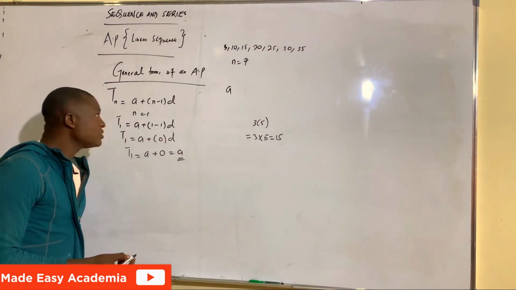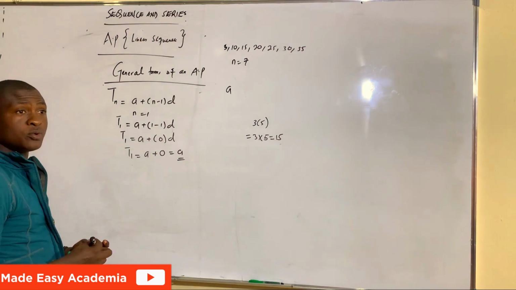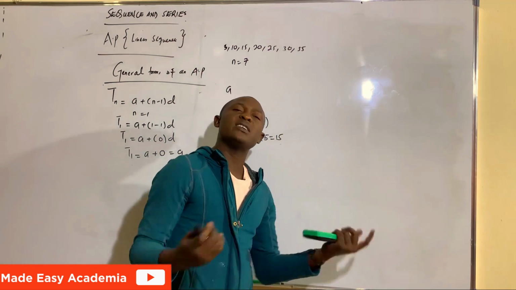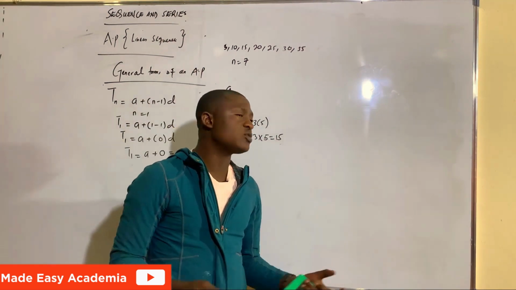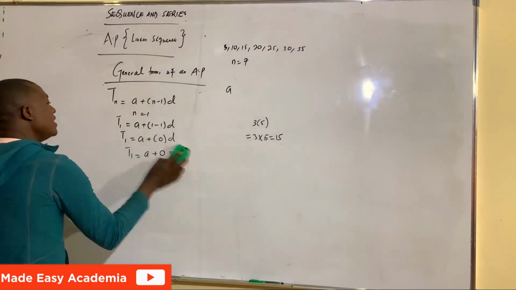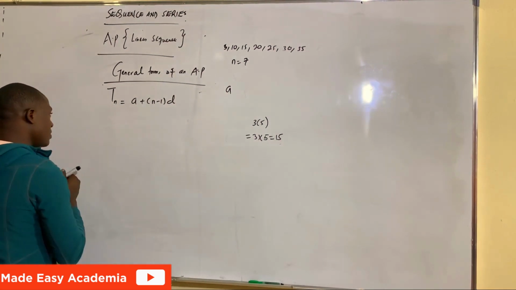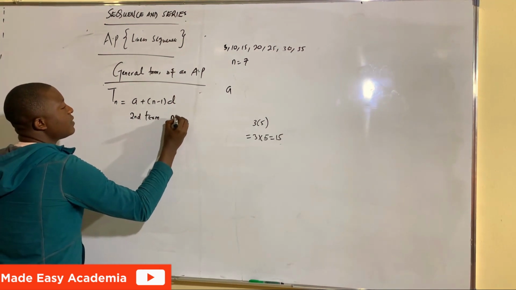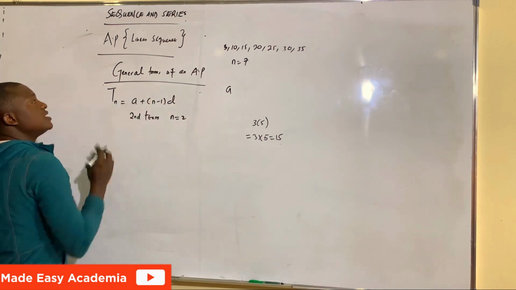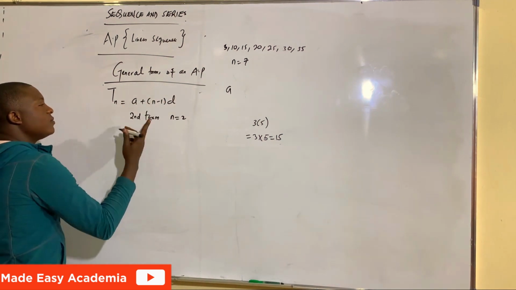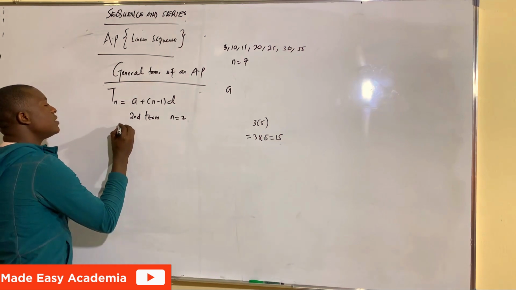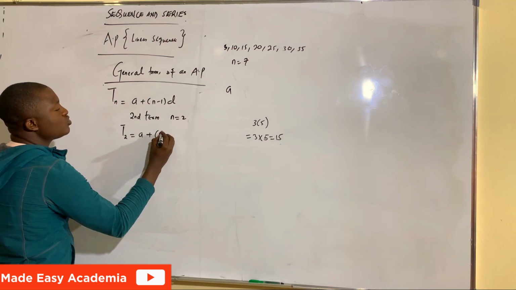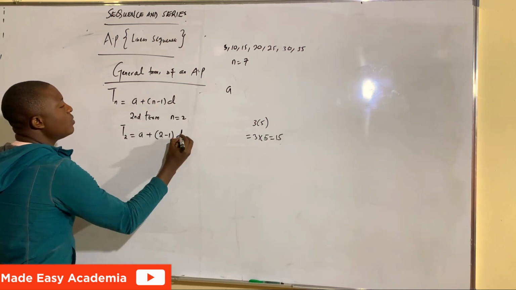Let's say I want to find the second term. I want to make it easier so that you can work with any term, even if they ask you to identify maybe the 20th term, the 19th term, the 50th term or the 1000th term; just know how to apply the formula. For the second term, the number of terms is 2. Once I know the general term of an AP, I can just apply the formula. So T2 is equal to a plus 2 minus 1, then the common difference.